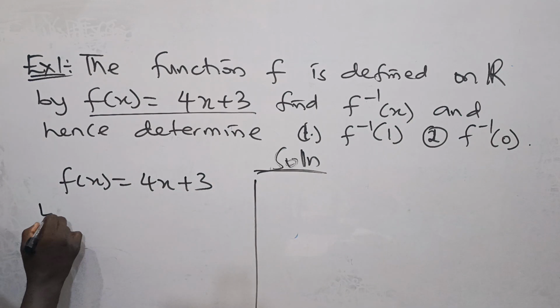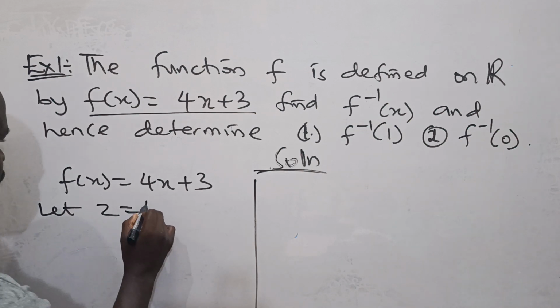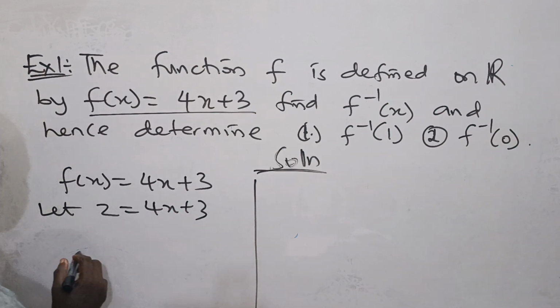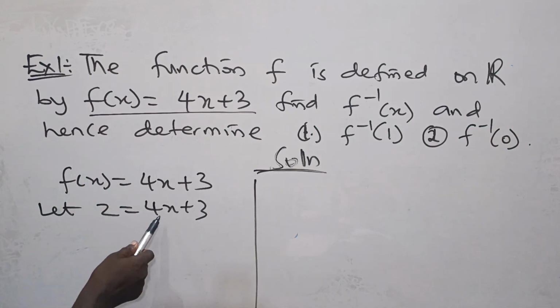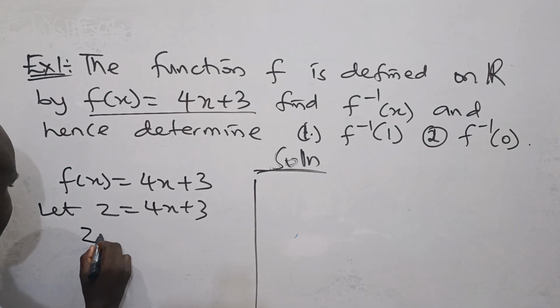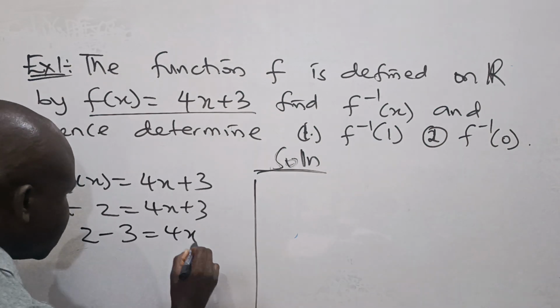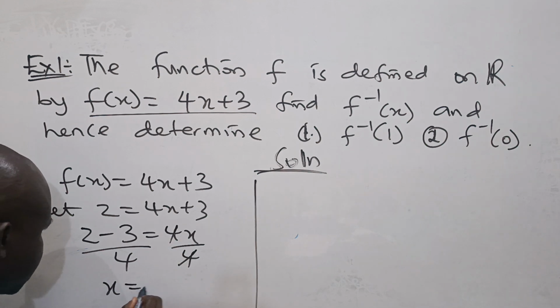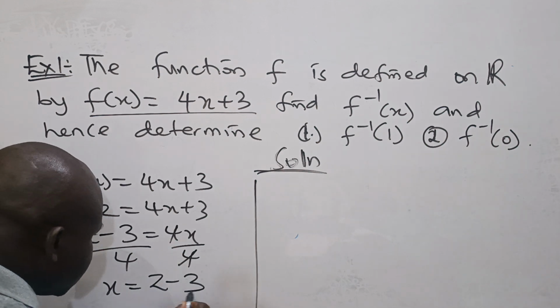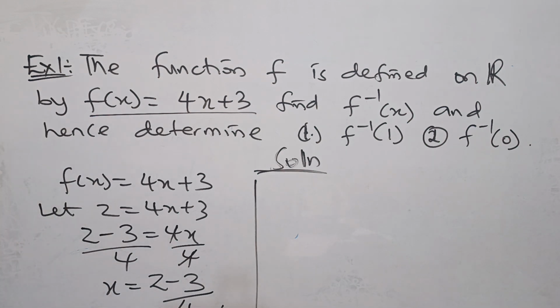So we can say let z equal 4x plus 3. So that if z is equal to 4x plus 3, then I will make x the subject of the formula here. I will say z minus 3 is equal to 4x. I will divide both sides by 4 so that x will be equal to z minus 3 all over 4. That is x.